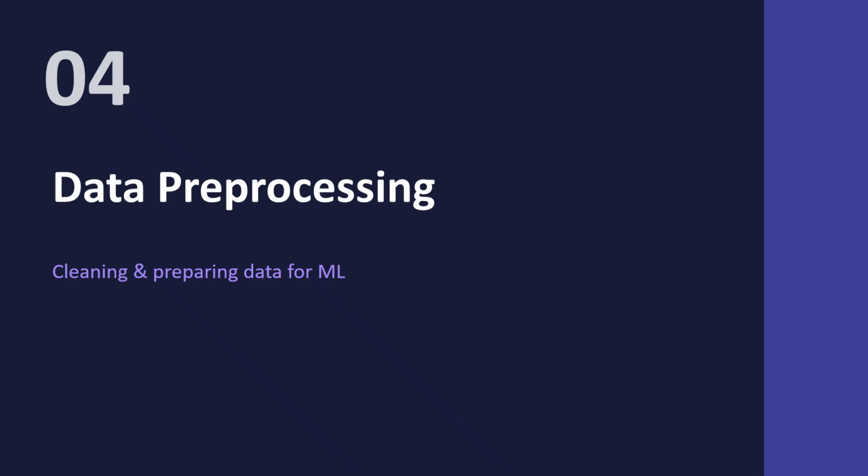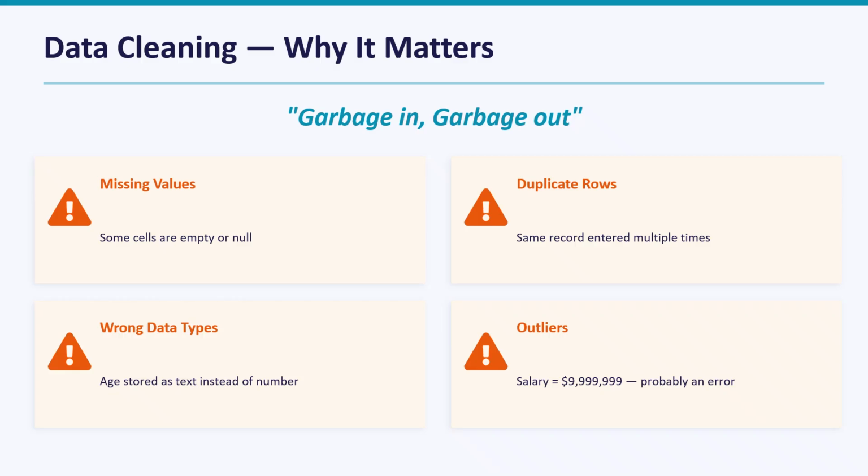Section 4, Data Preprocessing. There's a famous saying in ML, garbage in, garbage out. No matter how smart your algorithm is, if your data is dirty, your model will fail. What kind of problems do we find in raw data? That is missing values. Imagine a form where some people didn't fill in their age. Those cells are empty. Duplicate rows. The same customer got entered twice in the database. Wrong data types. The age column contains text type 25 instead of the number 25. And the outliers. Someone's salary is listed as $9 million, almost certainly a data entry error. Real world data is messy. Cleaning it is not glamorous, but it is the most critical step in any ML project.